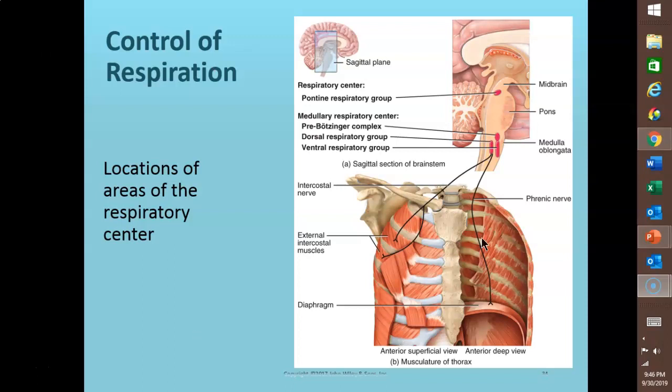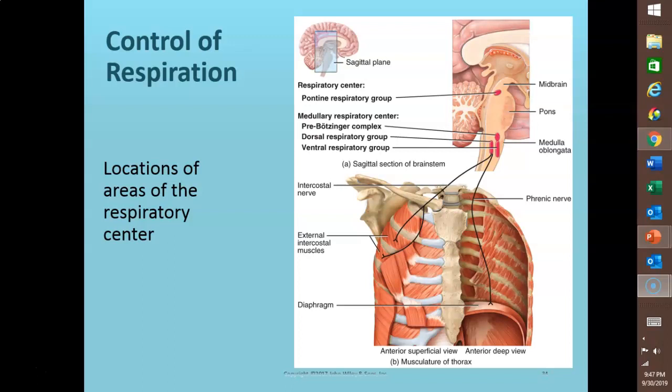There are two primary respiratory centers. You have a pontine respiratory center located near the pons, and then you have the medulla oblongata, which houses the medullary respiratory center. So the medullary respiratory center is made up of two collections of neurons called the dorsal respiratory group, DRG, and the ventral respiratory group, VRG.